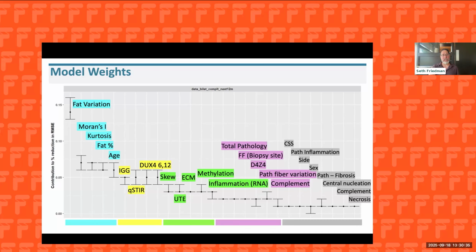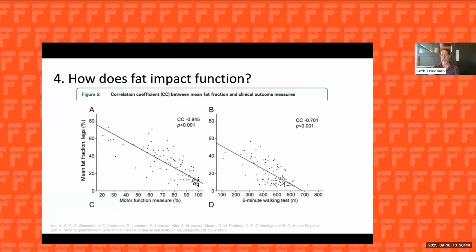But it's pretty intriguing that fat variation is so useful, and it's something that I think we have to build into future model making. So I want to move on to function, and I'm going to take a similar approach. Function has also been this sort of thing within FSHD where we tend to lump everything together and try to understand what's correlated to what.